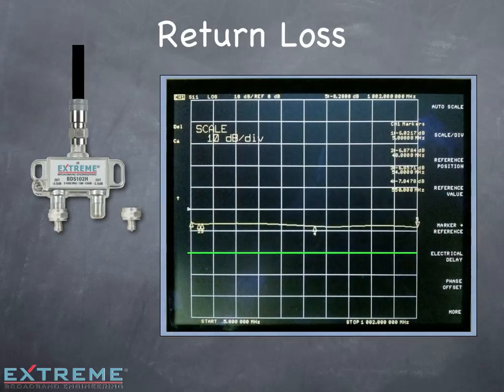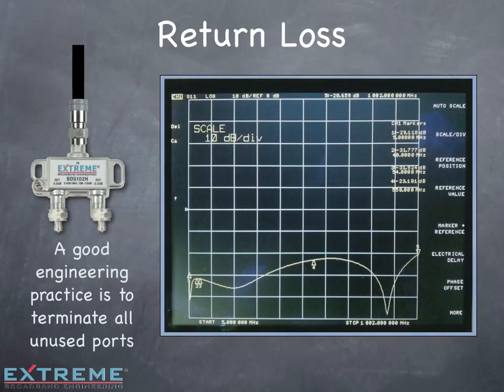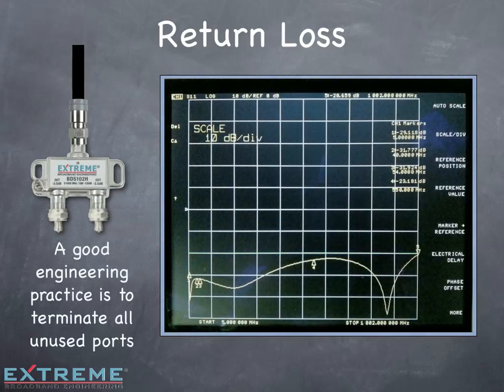Now by removing the terminator from one port, we see a drastic change for the worse to the return loss. Now the return loss is in the 6 to 8 dB range. By unterminating one port, the return loss got worse by at least 12 dB. A good engineering practice is to terminate all unused ports when possible.